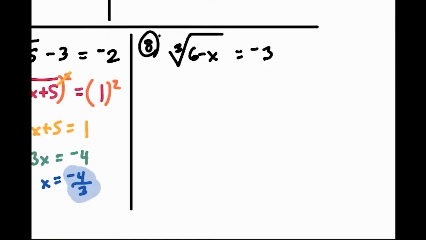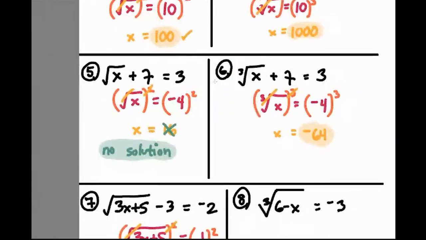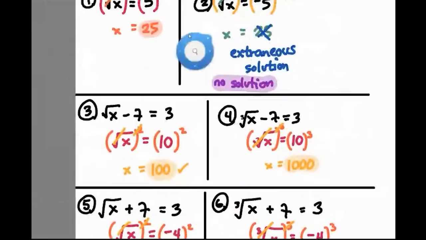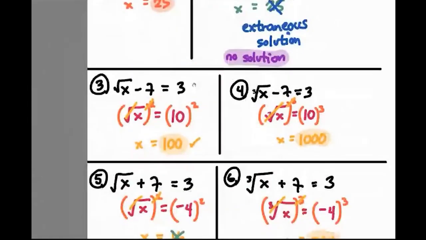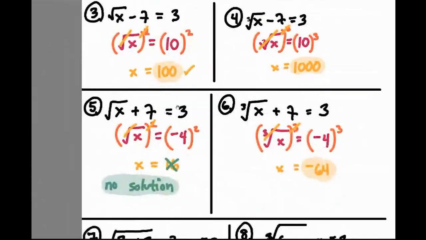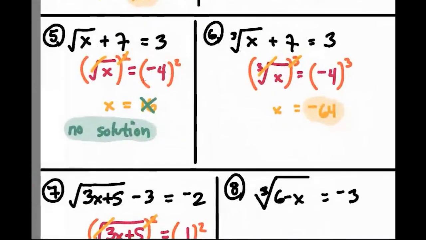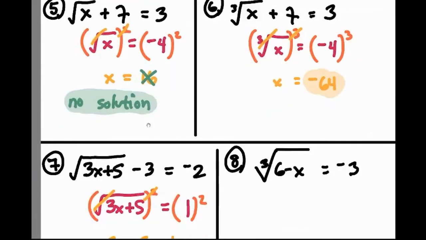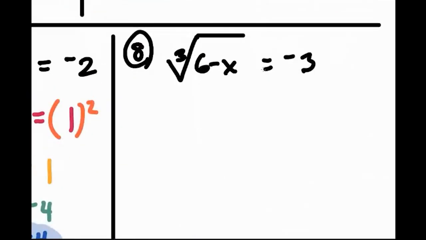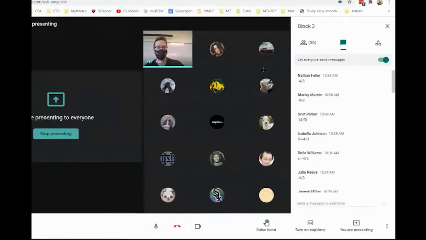Oh, I was supposed to say it. If you look at number, which one is it? Where is it? Oh, this one right here. Look at 5 and 6. For 5, it was no solution. For 6, it was -64. If it's odd, you don't need to worry about that kind of thing. So this is possible to do. And the answer wasn't no solution.